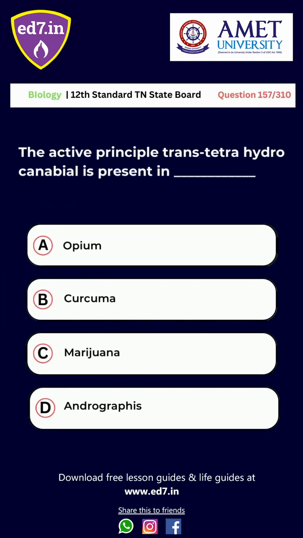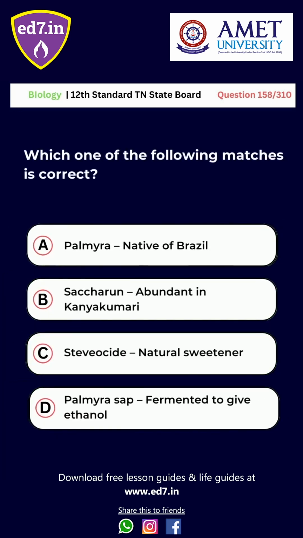Question number 157. The active principle trans-tetrahydrocannabinol is present in A. Opium, B. Curcuma, C. Marijuana, D. Andrographis. And the right answer for this question is option C. Marijuana.